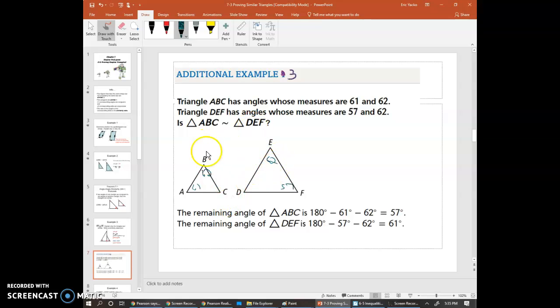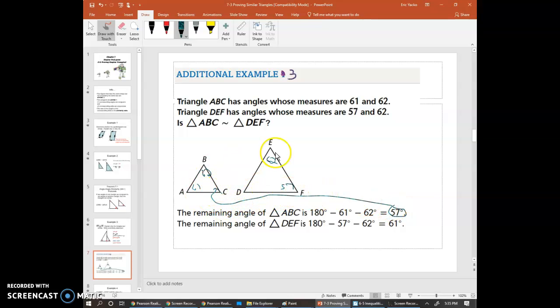Okay, if we're going to prove these are similar, we need to see if the other angles are matching up. The remaining angle in triangle ABC, if you take 180 minus the 2 you know, is actually equal to 57. Isn't that nice? So we could say C is 57.